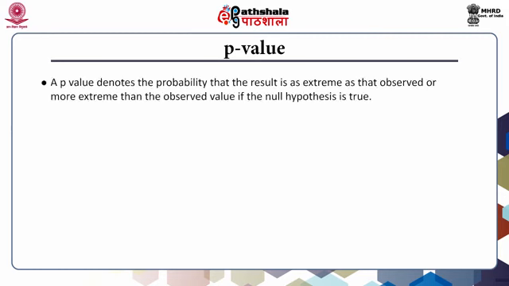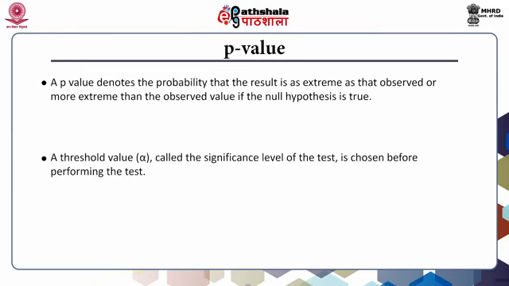P-value. A p-value denotes the probability that the result is as extreme as that observed or more extreme than the one observed value if the null hypothesis is true. A threshold value alpha called the significance level of the test is chosen before performing the test. Conventionally, alpha is taken as 5% or 0.05.